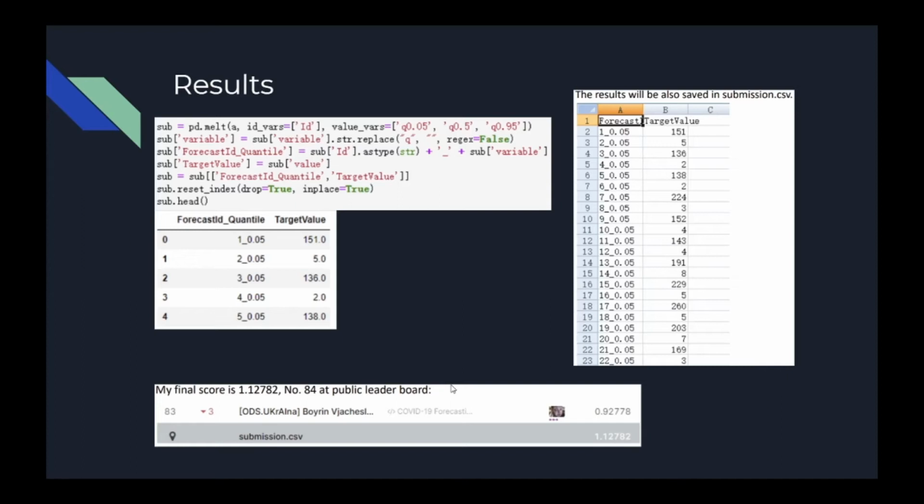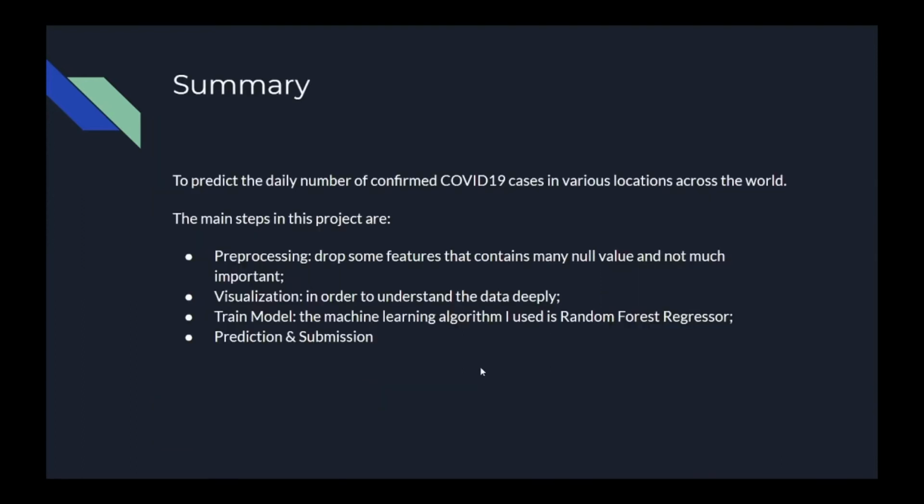That's the results. As I talked about above, my task is to predict the daily number of confirmed COVID-19 cases. My project's main steps are four: pre-processing, visualization, train model, and prediction submission. This is the COVID-19 global forecasting project. Thank you for watching.